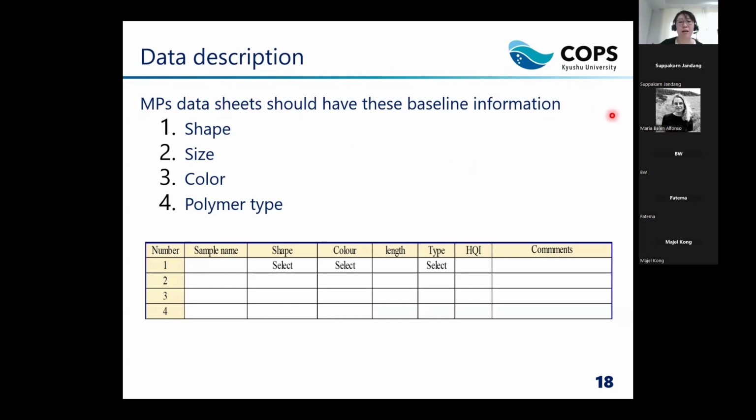Microplastic data has some basic information, including the shape, size, color, and polymer type. In the case of large plastics, if you focus on the visible particles, you need to mention these 4 items. This is a maximum requirement.